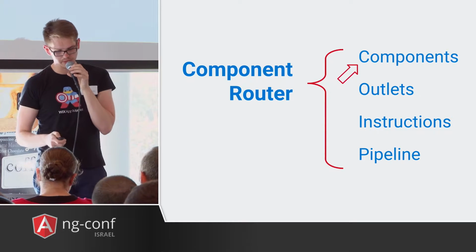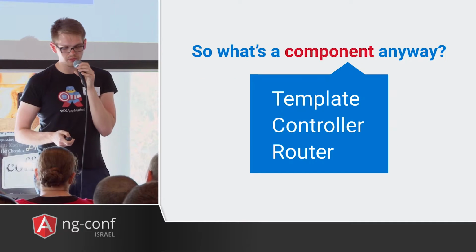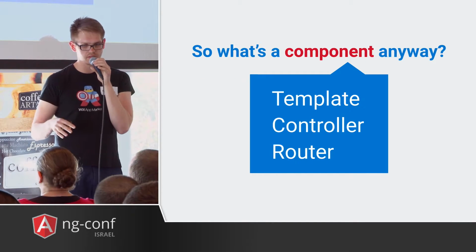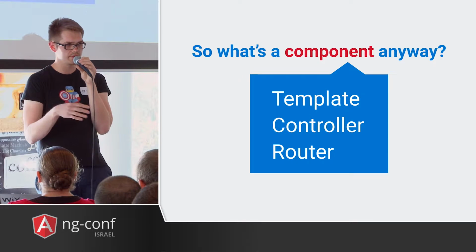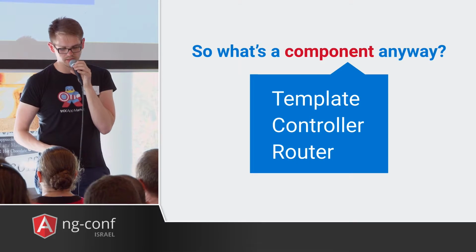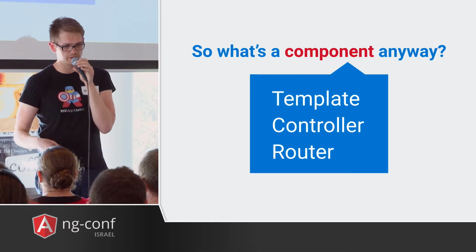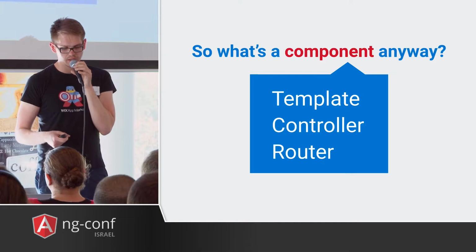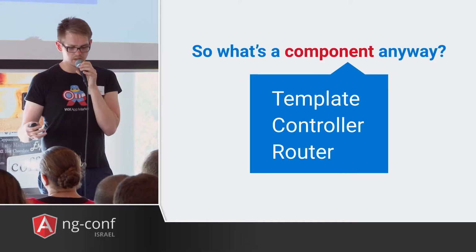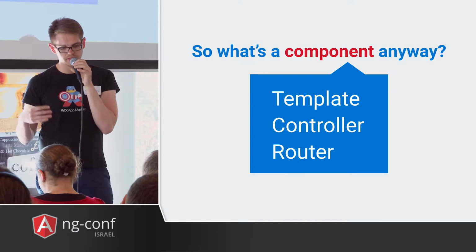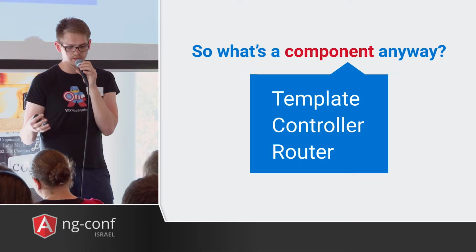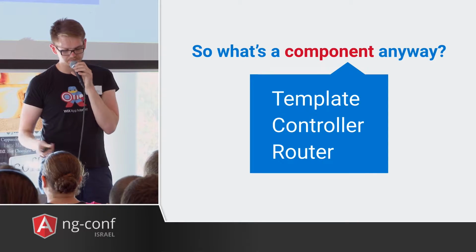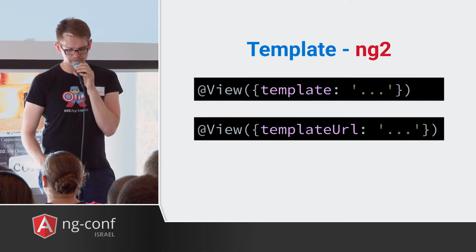So let's look at components. In Angular 2, a component is part of the essence of the framework, so it's very easy to define. If anyone has some Angular 2 knowledge, they know it already, and I'm not going to get into it that much right now. In Angular 1, a component is defined as a template, controller, and optionally a router.